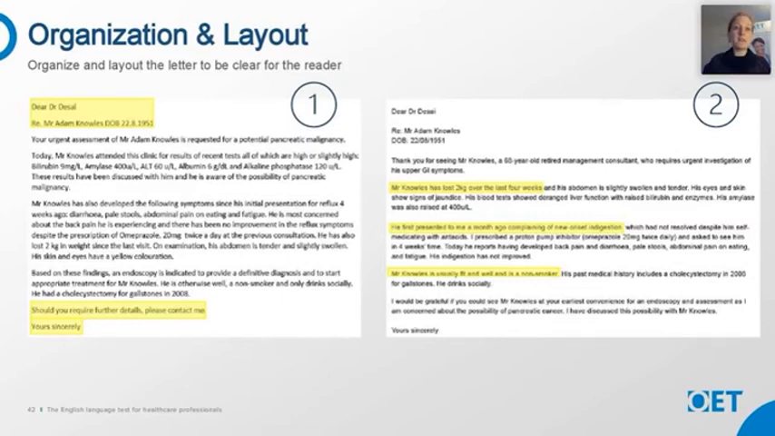The layout aspect of this criterion is completely straightforward. Your letter must be presented as a letter, and this includes things like the address and date, which we can't see on these samples, as well as the greeting and the ending at the end of your letter.